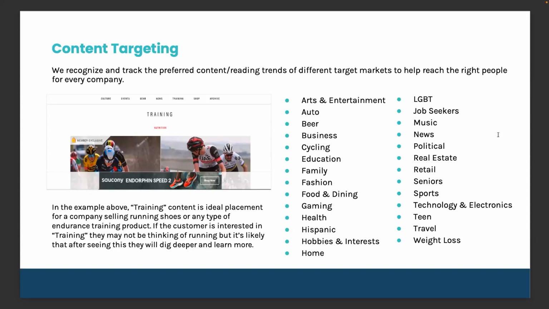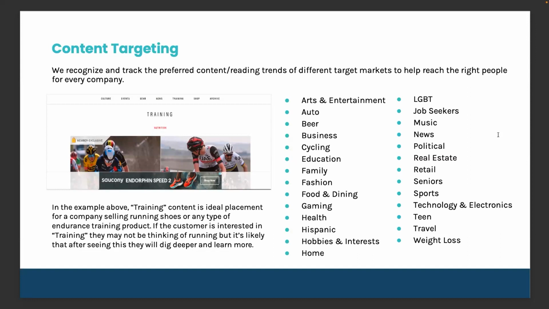So let's say, for example, Saucony is advertising shoes. They want to sell training shoes or running shoes. So we can make sure to put their ads in front of people who are most likely to purchase running shoes. So people that are reading articles about running, maybe about swimming or cycling if they're triathletes. There are different contextual targets that we can include, which is basically just based on the content people are reading.